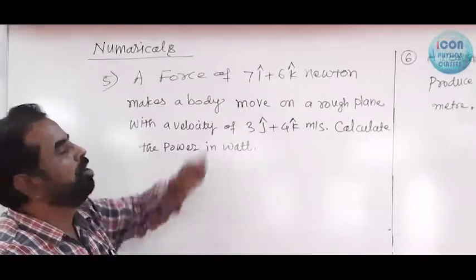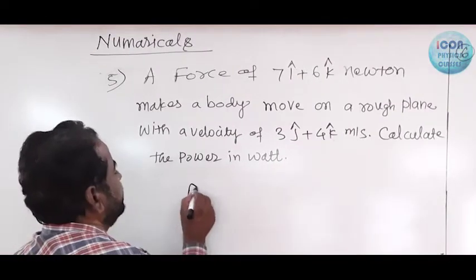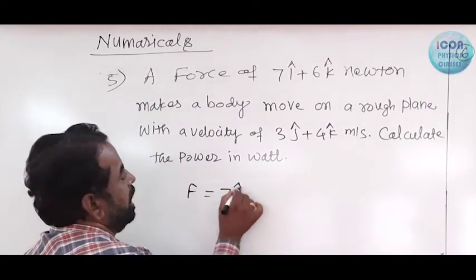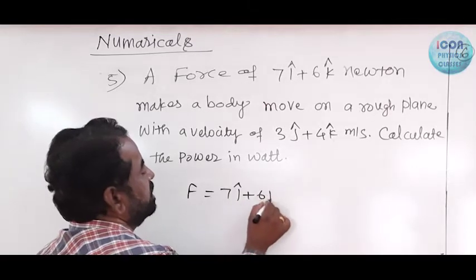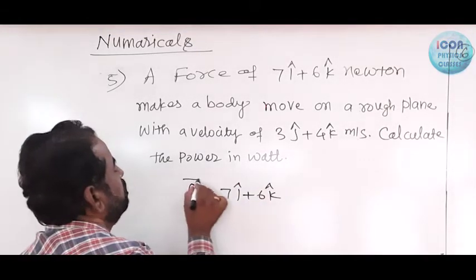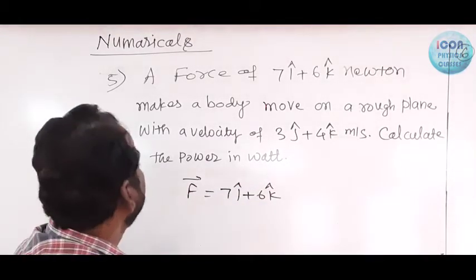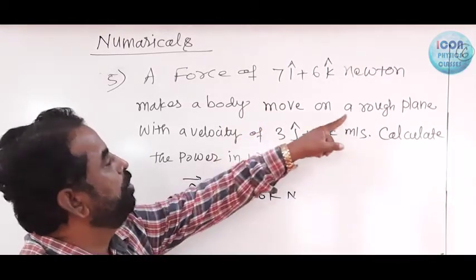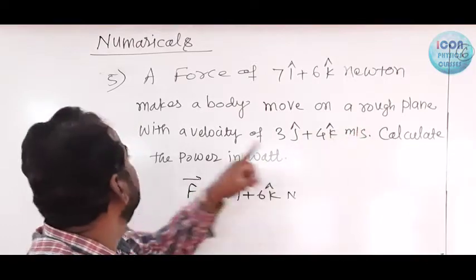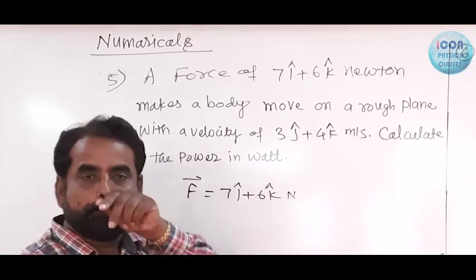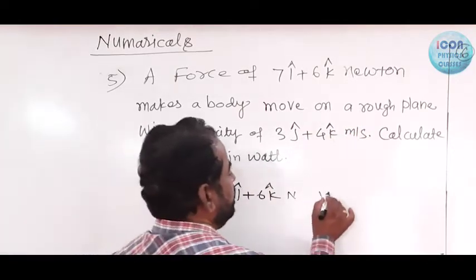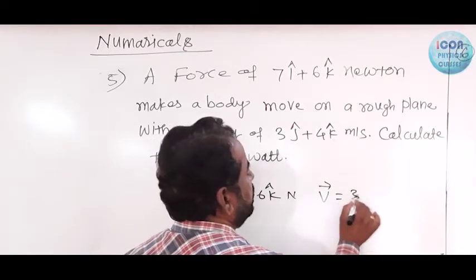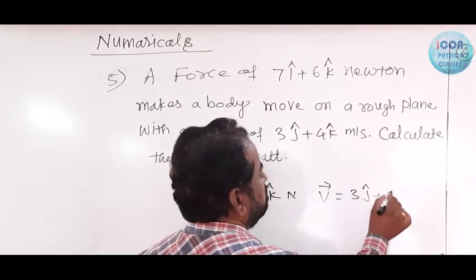A force F is equal to 7i plus 6k Newton acts on a body moving on a rough plane with a velocity of, how much velocity? V is equal to 3j plus 4k.